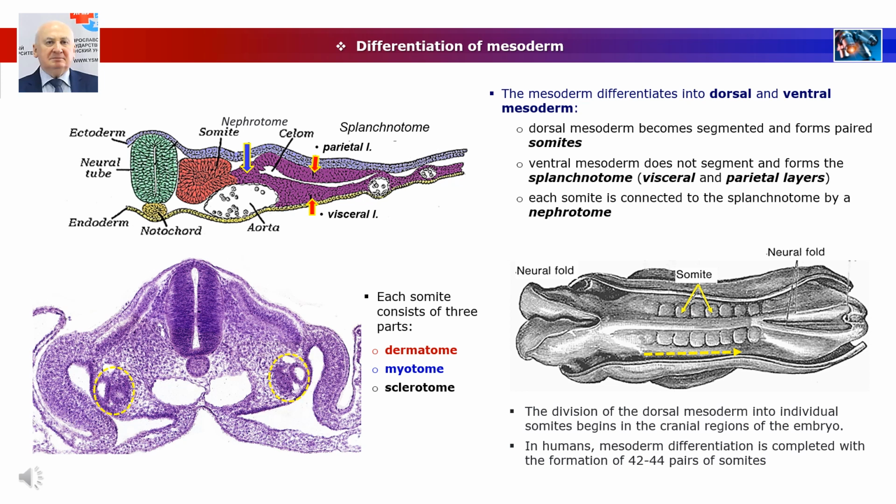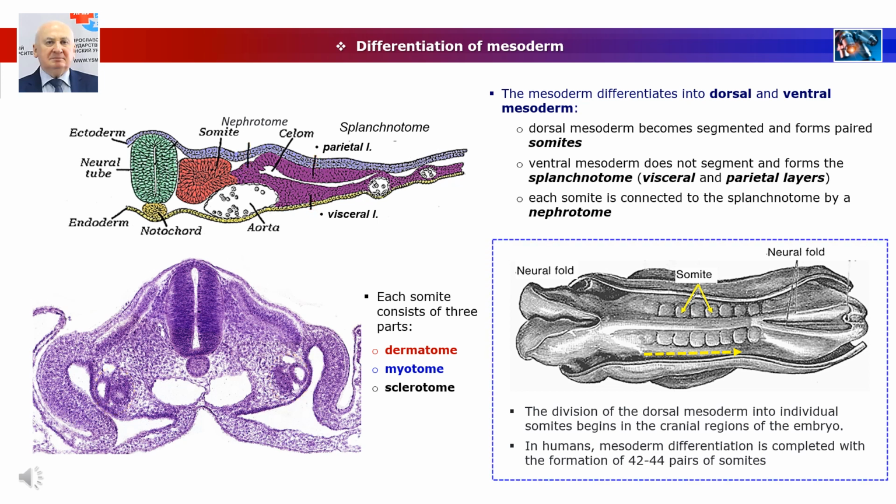The division of the dorsal mesoderm into individual somites begins in the cranial regions of the embryo. In humans, mesoderm differentiation is completed with the formation of 42 to 44 pairs of somites.